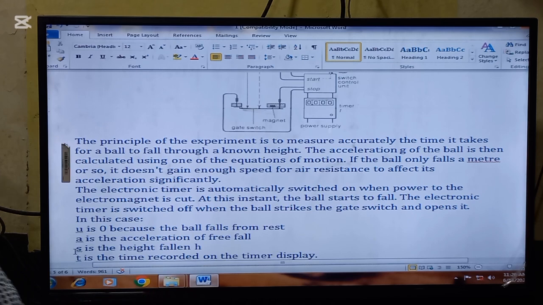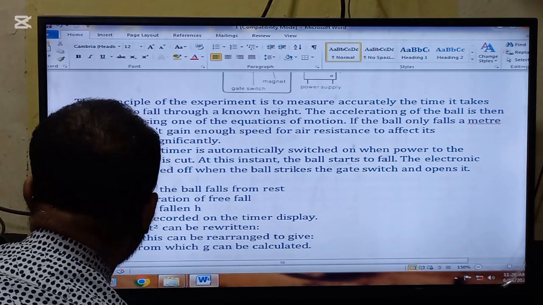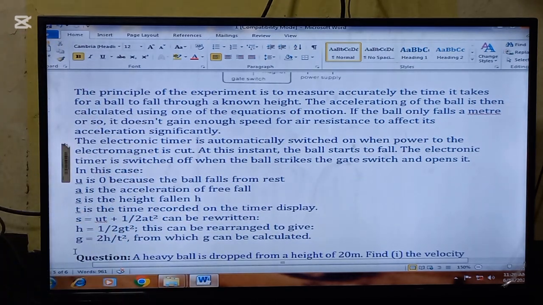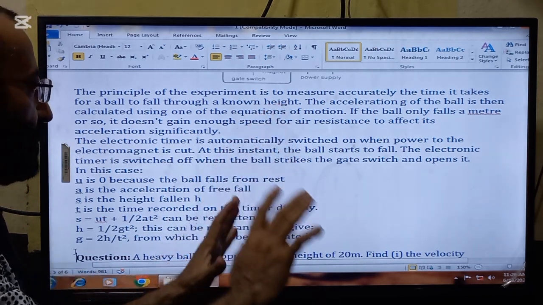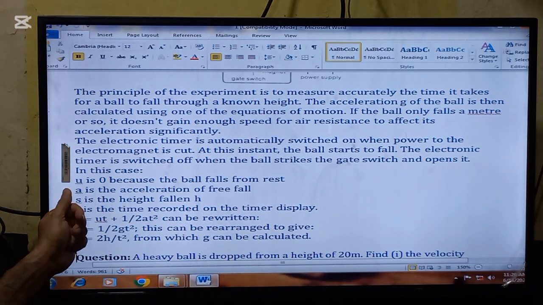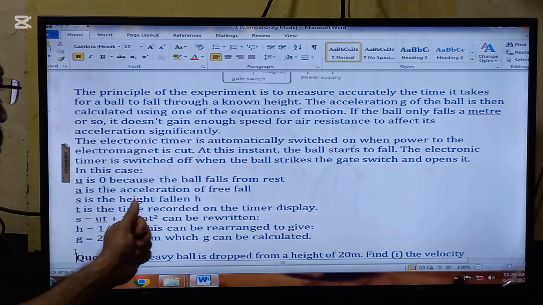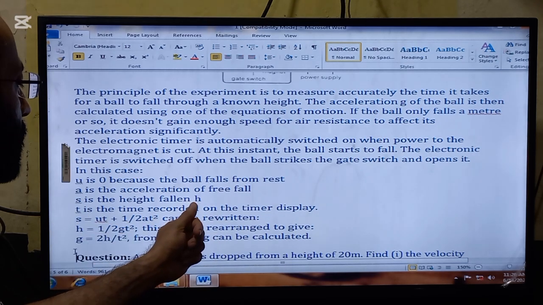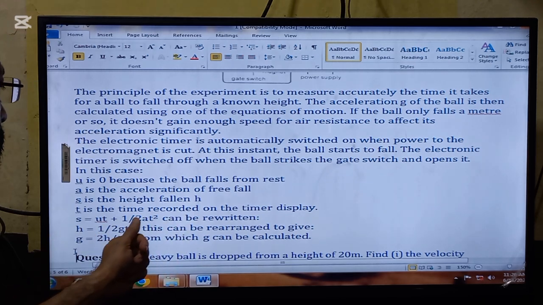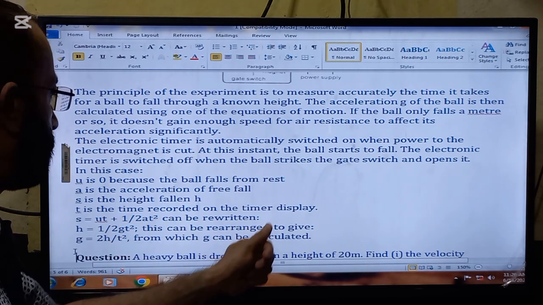Okay, in this case, u is 0 because the ball falls from rest, because the starting position was at rest. That's why the initial velocity is 0. a is the acceleration of free fall. s is the height fallen, that is h. t is the time recorded on the timer display.